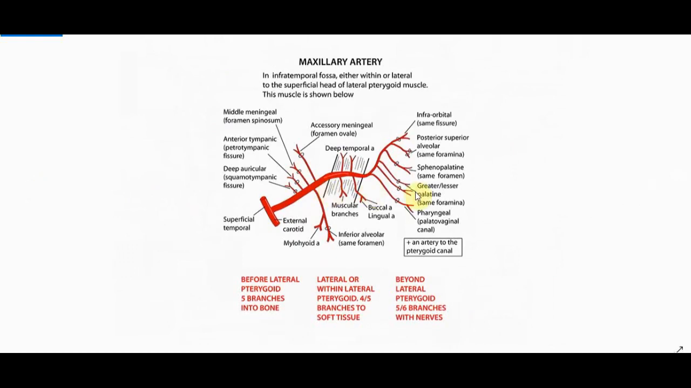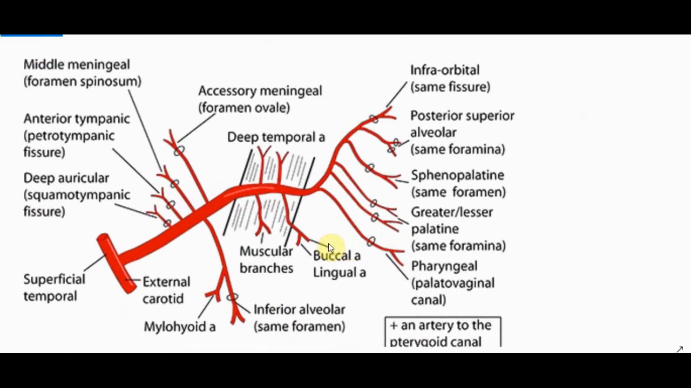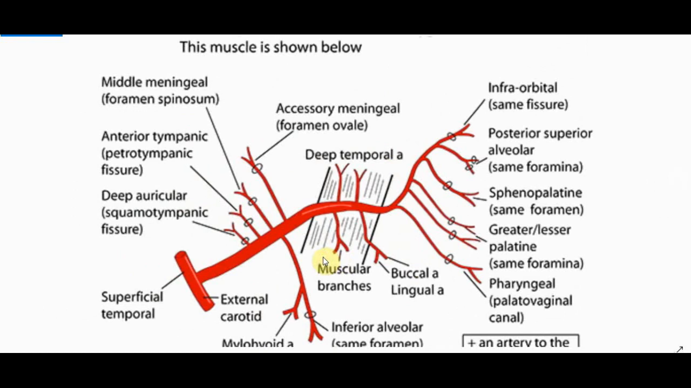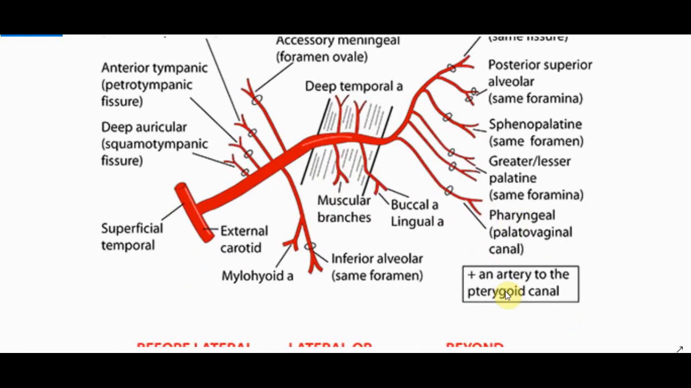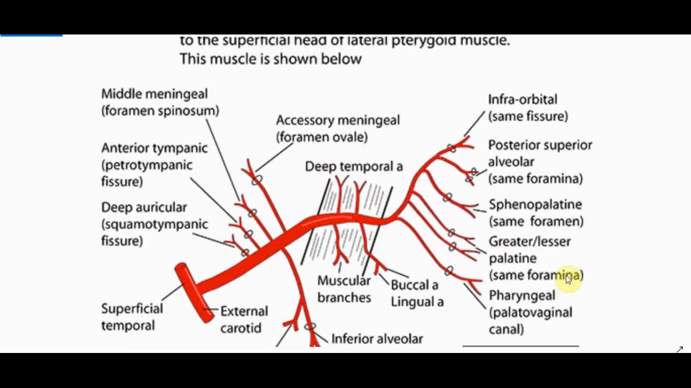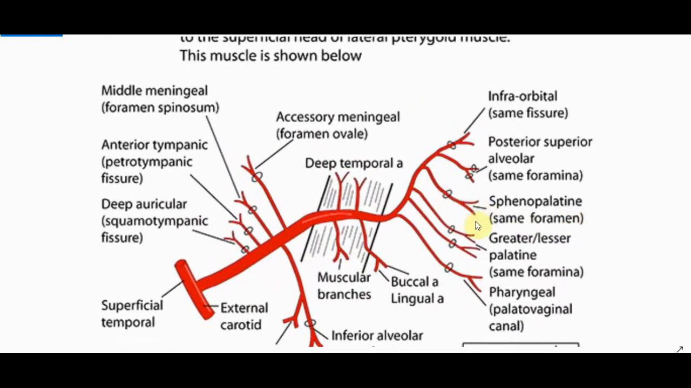Right? So let's see which are the branches. We start with the posterior superior alveolar. The first division had the inferior alveolar, the third has the posterior superior alveolar. Then we have the infraorbital. Then we have the greater palatine. Then we have the pharyngeal, which is over here. Then we have the artery of the pterygoid canal over here. And then we have the sphenopalatine, which is actually the terminal part.